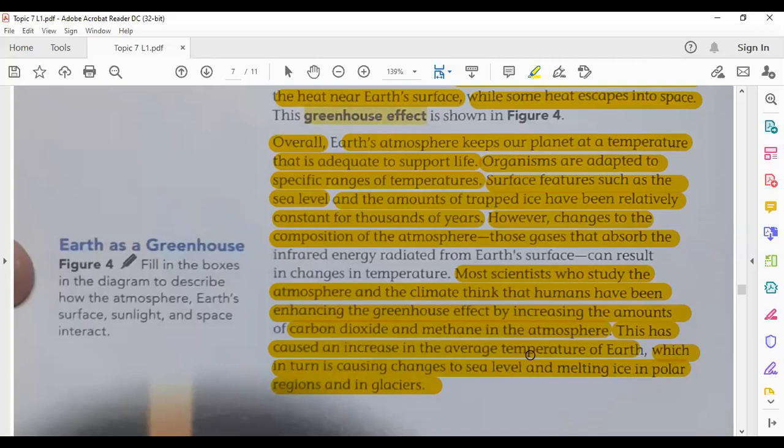Scientists say the average temperature of Earth now is much higher than that in the past because of the greenhouse effect. And if the average temperature of Earth continues to increase, what will happen? The ice in the polar regions and the glaciers will melt and sea level will rise.